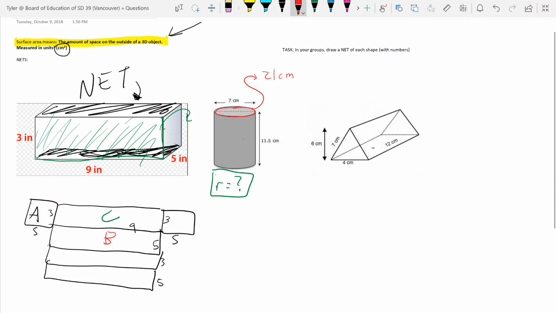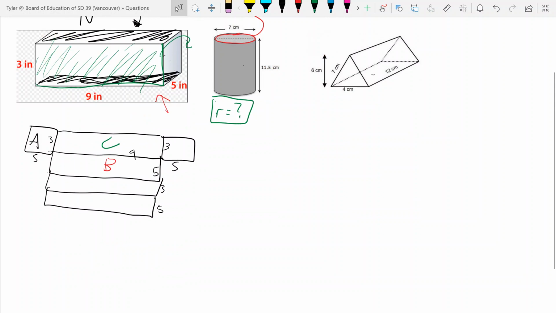So we have three different shapes. We have the two rectangles that match up, A's. We have the 9 by 5 rectangle, which is B, and the 9 by 3 rectangle, which is C. You're always going to have 3 different pairs with these ones. So to find the surface area, we need to do this formula. We have to add the A's together, the B's together, and the C's together. There are 2 A's, 2 B's, and 2 C's, so we need to find the area of each and add them all together.